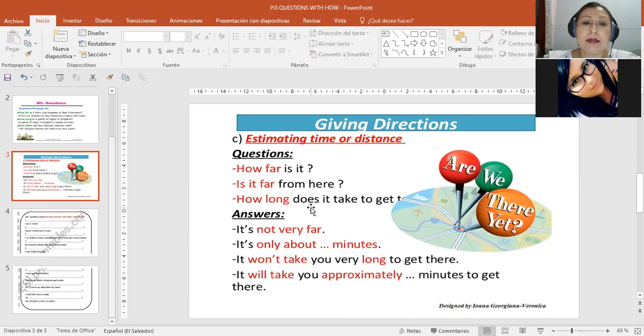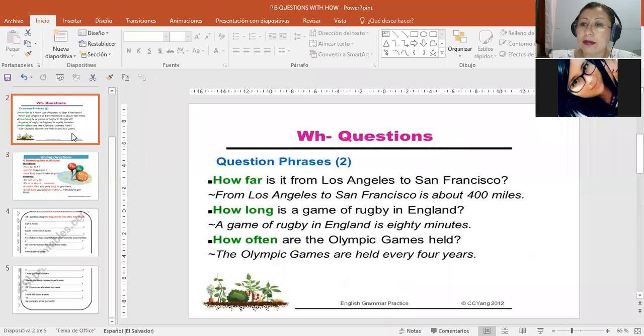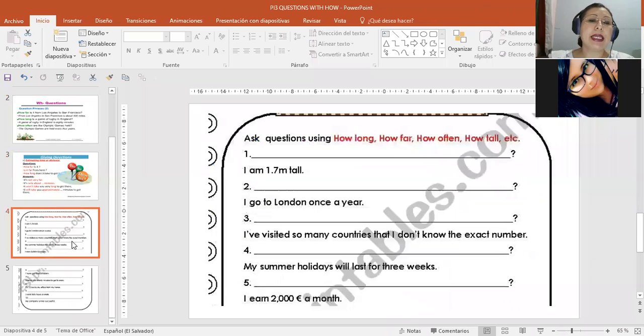And for example, let's see, how far is San Salvador from San Miguel? How long is a soccer match in El Salvador? Questions like that. But by now, I would like to share with you these questions for you to answer, to provide a question. So I'm going to basically share the answers. Okay?